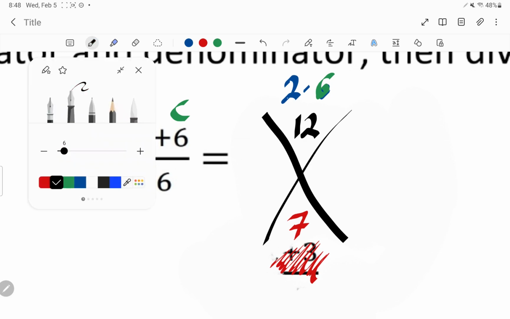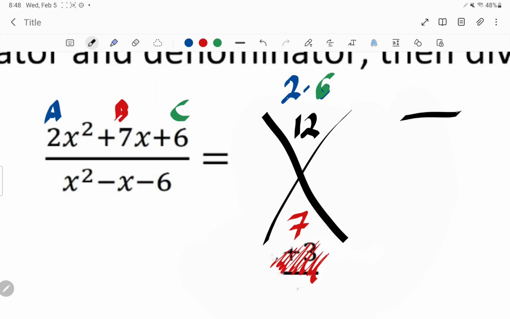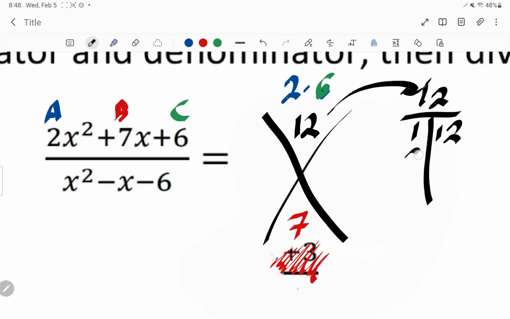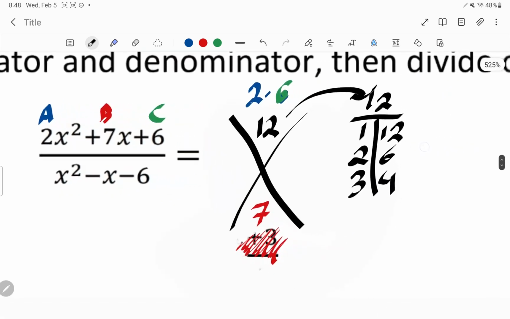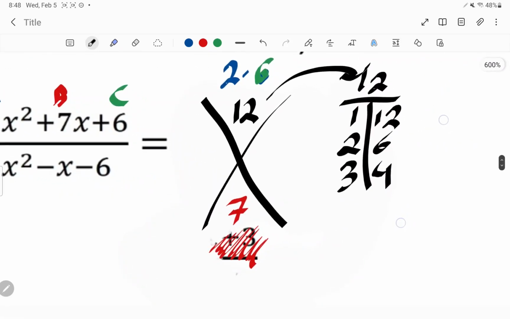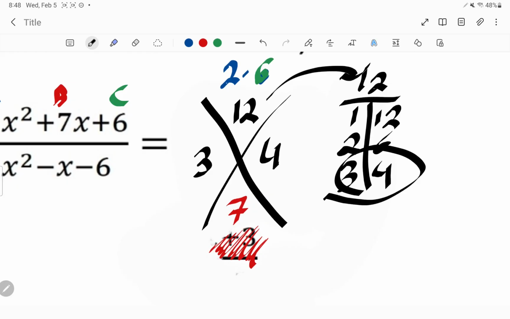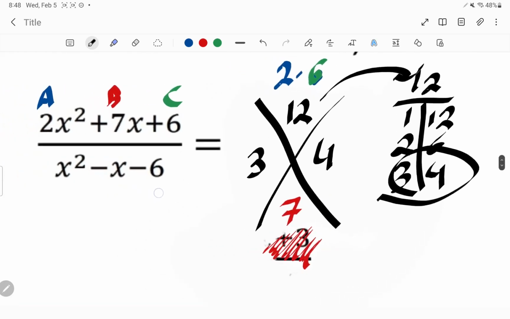After I put my two numbers on the top and the bottom, we go ahead and do the t-shirt. And what number goes there? The one on the top, so 12. What gives me 12? 1 and 12. 2 and 6. 3 and 4. I think that's all of them. We have to decide which of all those is going to give me a 7. That one. So we're going to put 3 and 4. But remember, we have a 2 in front. That means that we're going to have to divide both of them by 2.